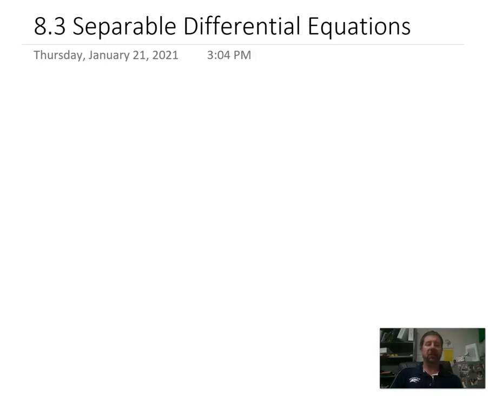Given a differential equation, can we separate variables to find both the general and the particular solutions? Let's dive right in and get started today. For our first problem, we want to find the general solution to this differential equation.